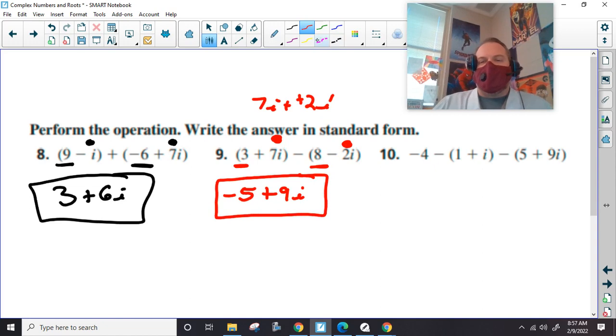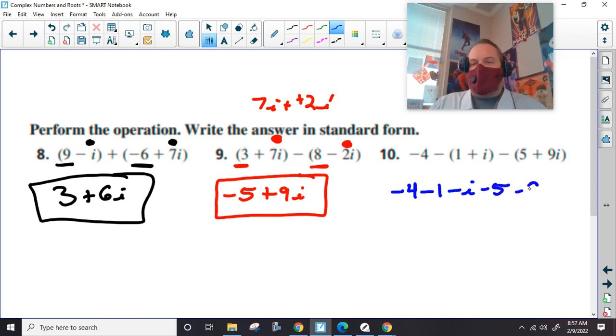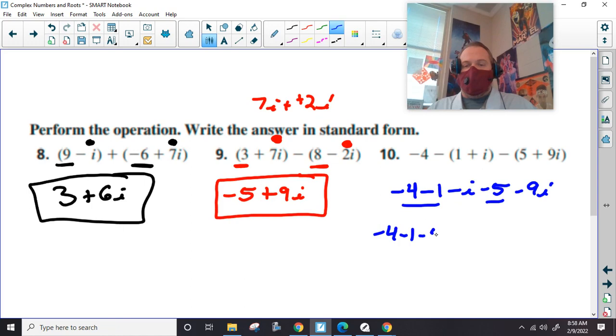All right, number 10's got a lot going on. This is just a whole lot of drama over here. So let's take it a step at a time. Remember, if we have a minus sign right here, what does it do to everything on the inside? Yeah, it changes the sign. So this would be negative 1 minus i. And same thing here. This would be negative 5 minus 9i. Now, this would definitely be a time where I would have to get these together so I could know what is going on.